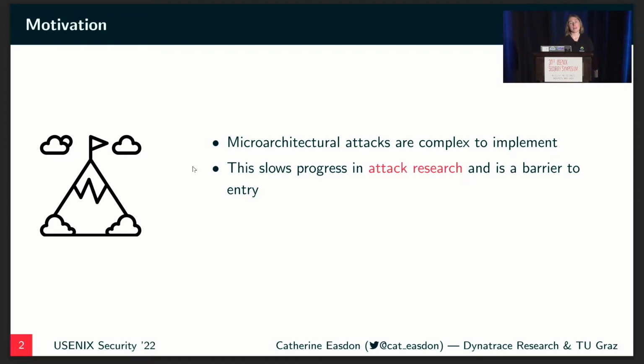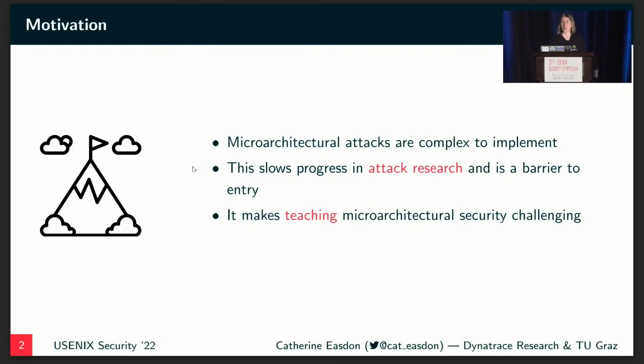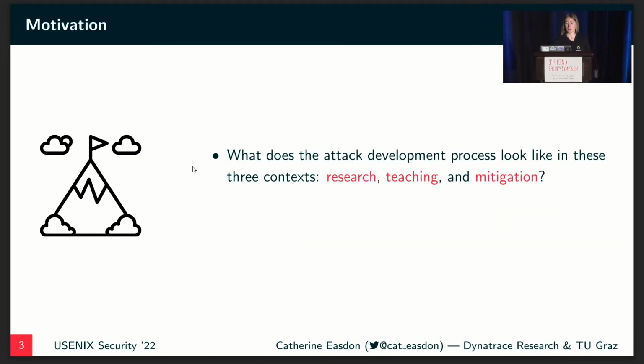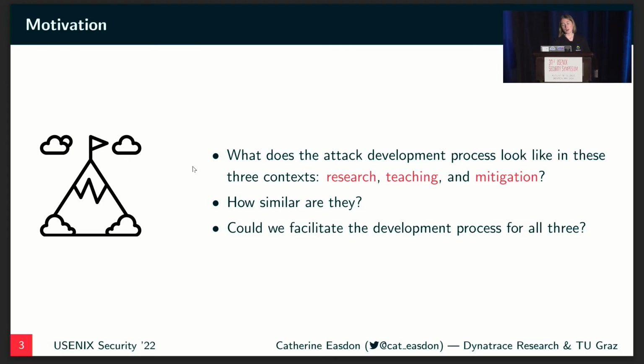This is slowing progress in attack research, and it's a barrier to entry for the field. It makes teaching microarchitectural security really challenging, and it also increases the risk that our mitigations are incomplete, if even implementing an attack to test our mitigations against is quite challenging, and we don't know if we've got it right. So we asked ourselves, what does the attack development process look like in these three contexts of attack research, teaching, and mitigation? And how similar are these three contexts? Are they maybe similar enough that we can meaningfully talk about some kind of common attack development process? And if they are, could we maybe facilitate the development process for all three of them? Spoiler alert, they are similar enough.